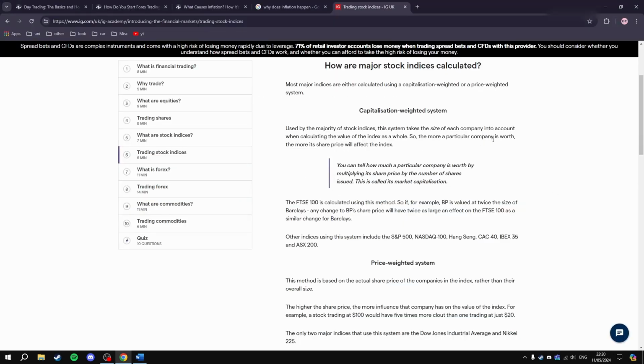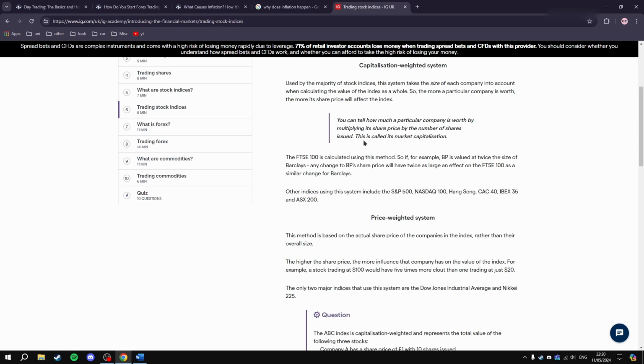The more a particular company is worth, the more its share price will affect the index. You can tell how much a particular company is worth by multiplying its share price by the number of shares issued. This is called its market capitalization.